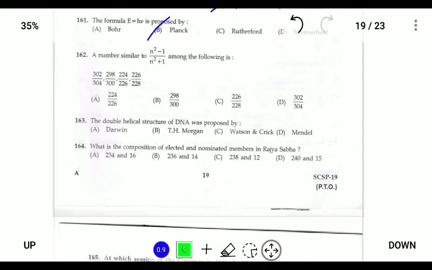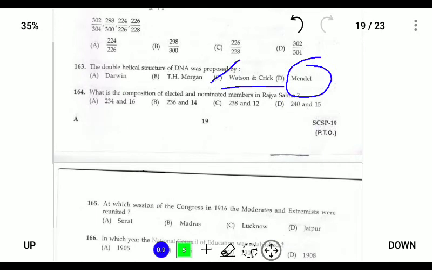Next, the double helical structure of DNA was proposed by Watson and Crick. Watson and Crick were the first to propose the basic structure of the DNA. Mendel was the person who proposed the law of inheritance. What is the composition of elected and nominated members of the Rajya Sabha? The composition is 238 and 12, where 12 are nominated by the president in the fields of arts, science, and social service.